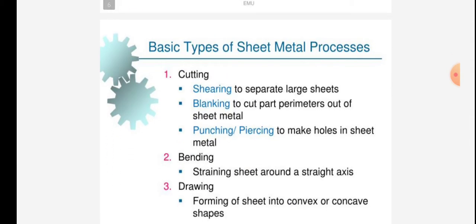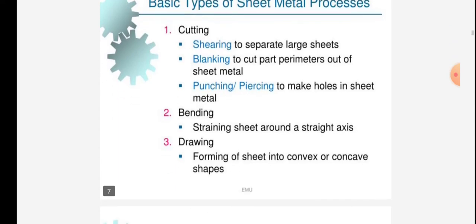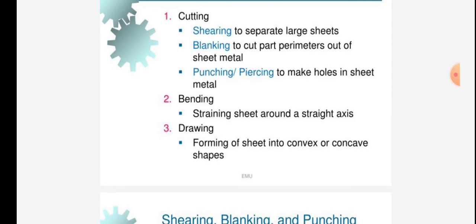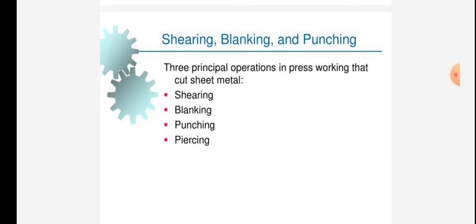Basic types of sheet metal processes are cutting: shearing to separate large sheets, blanking to cut part perimeters out of the sheet metal, punching or piercing to make holes in sheet metal; bending, straining sheet around a straight axis; and drawing, forming of sheet into convex or concave shapes. Three principal operations in press working that cut sheet metal: shearing, blanking, and punching or piercing.